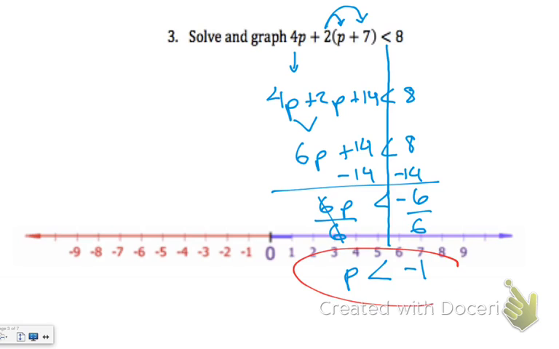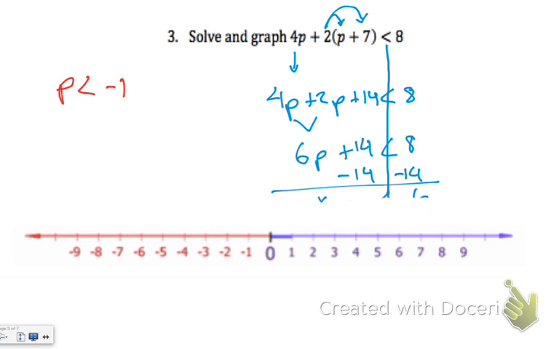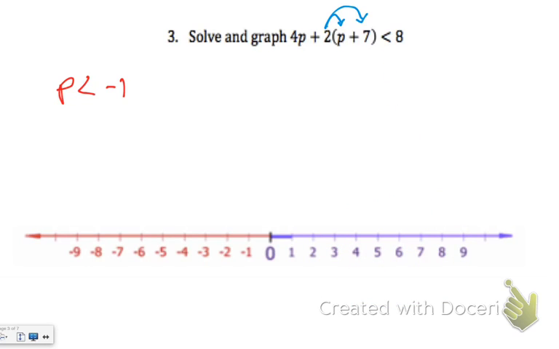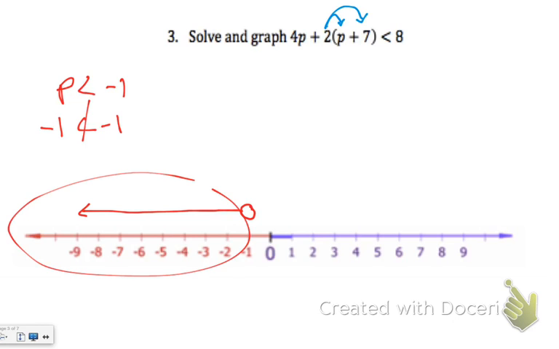So we're going to represent p is less than negative 1 on our number line. Let me clear some space here. So we're going to find negative 1. We're going to put an open circle because negative 1 is not less than negative 1. And all the values that are less than negative 1 are on the left-hand side. So we'll draw an arrow representing all these different possibilities for the inequality.